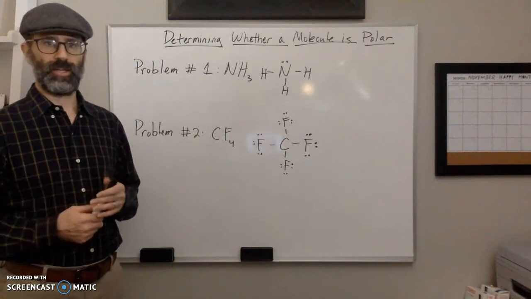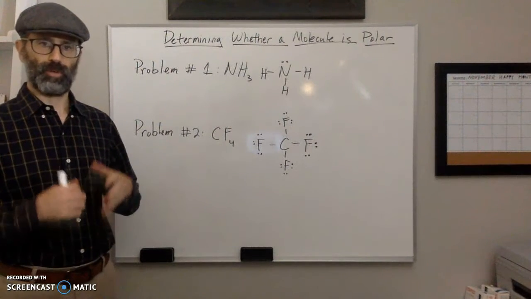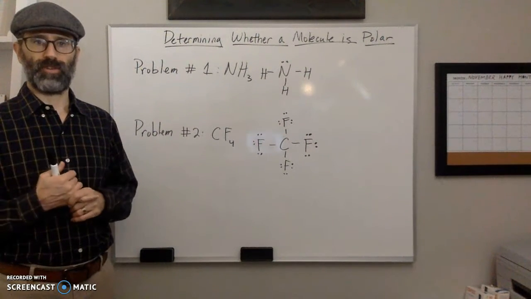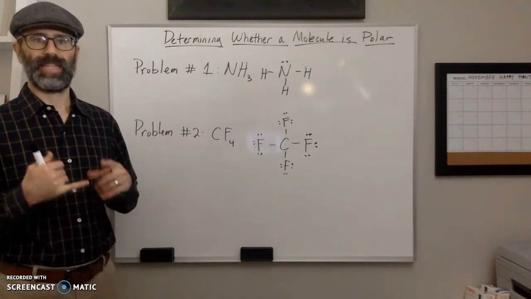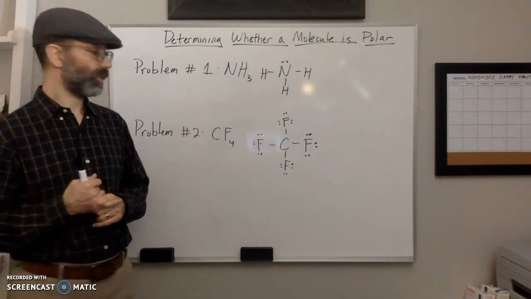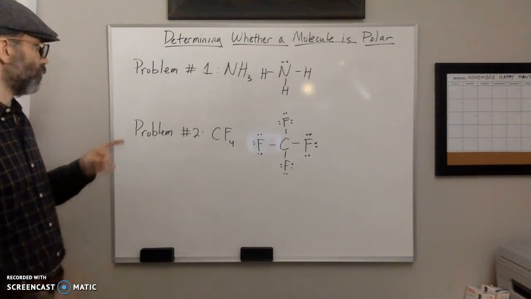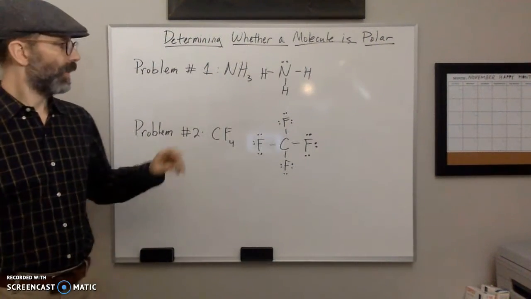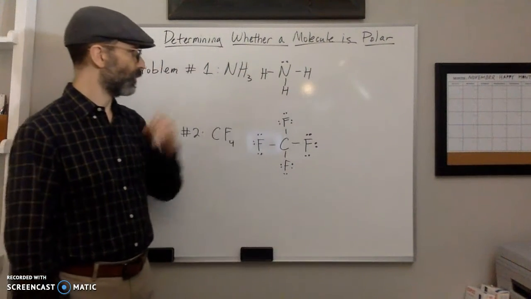So the first thing you need to determine, once you've got the shape and the Lewis dot structure, is does it have any lone pairs? Does it have any different atoms? Things like that. So let's look at our first problem. The first problem here is ammonia, NH3, and here's the Lewis dot structure for ammonia.